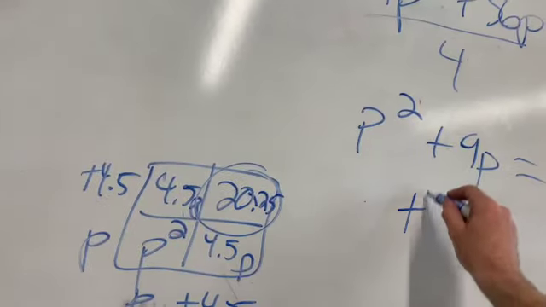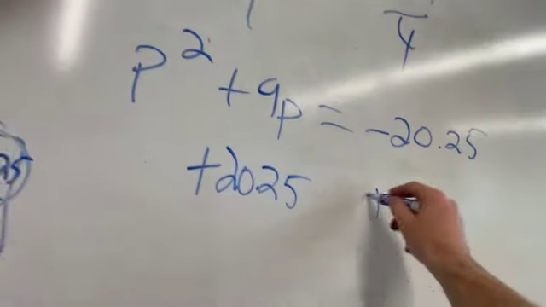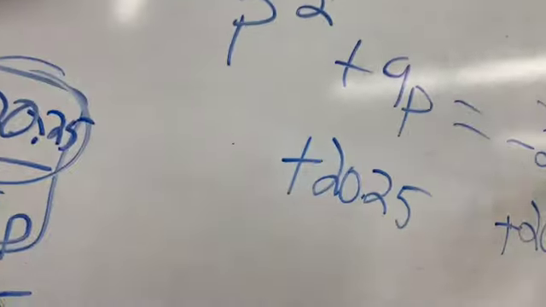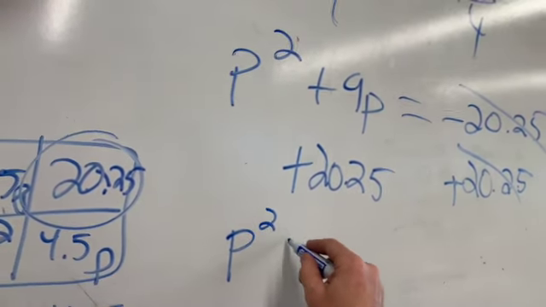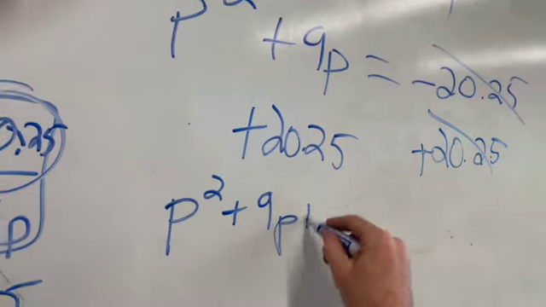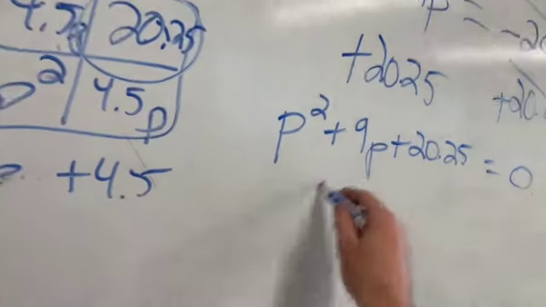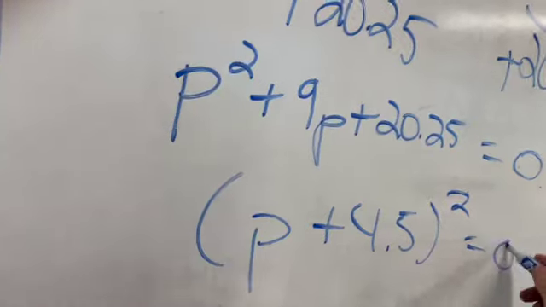So here we go. If I add 20.25 here, I'm canceling out the right side. That becomes a 0. So now the left side, I got p squared plus 9p plus 20.25 is equal to 0, written as a perfect square, my friends, p plus 4.5 squared is equal to 0.